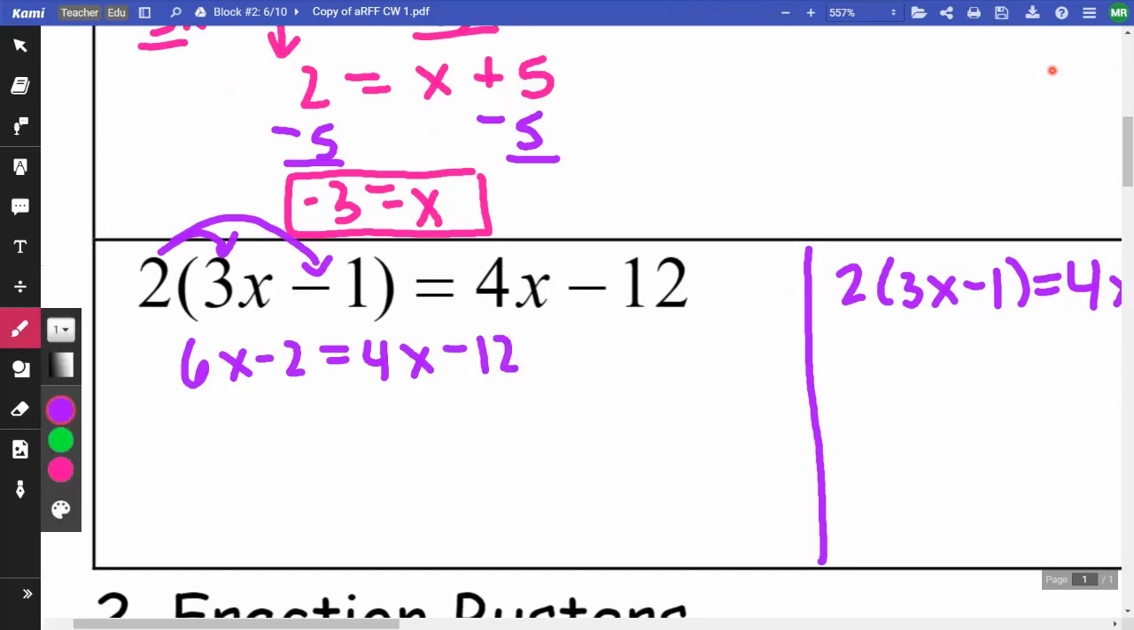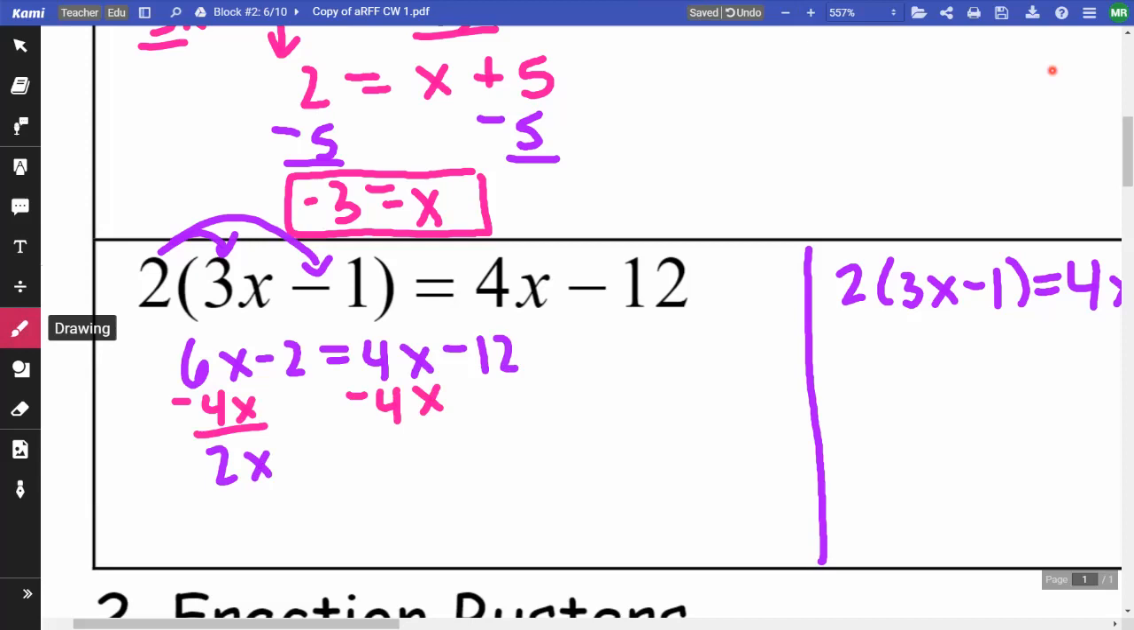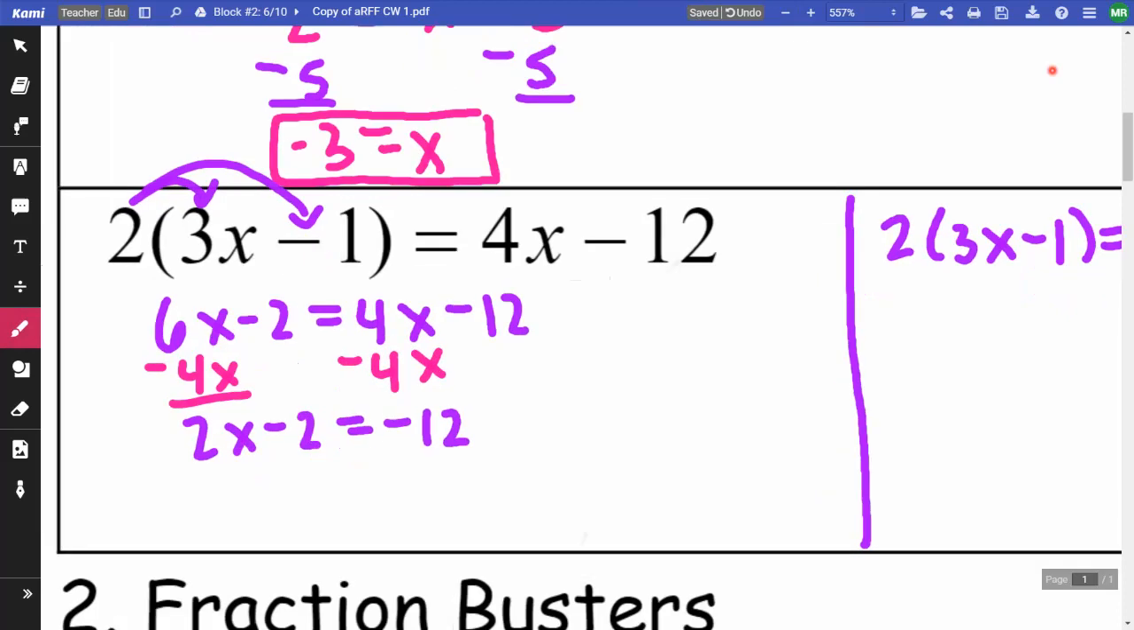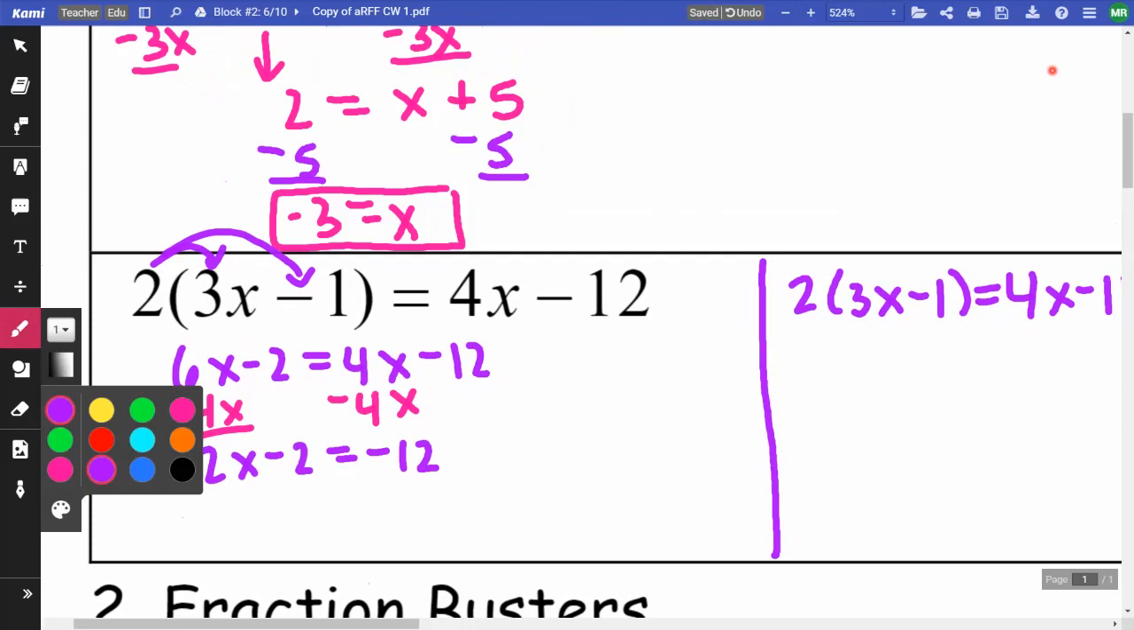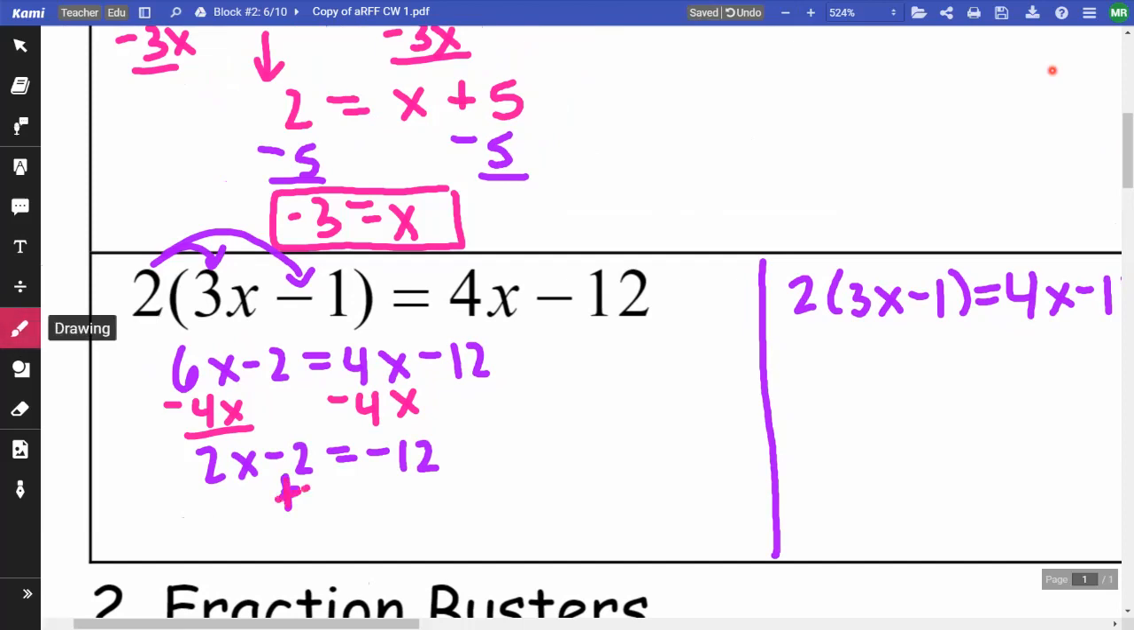And then I'm going to get my x's on the same side. So I'm going to minus 4x. And I'm going to get 2x minus 2 is equal to negative 12. So now at this point, it's what we call a two-step problem. So I am going to add 2 to both sides. And when I do, I'm going to end up getting 2x is equal to negative 10. I'm going to divide by 2 and I get x is equal to negative 5.